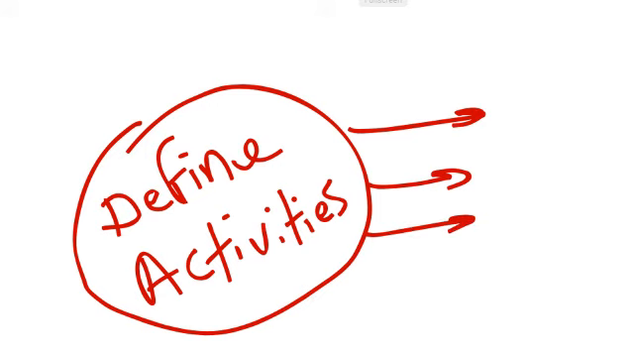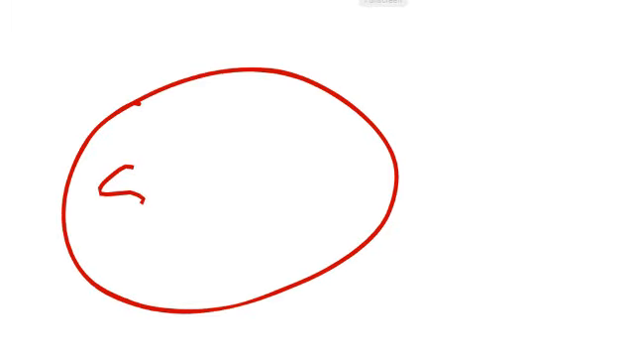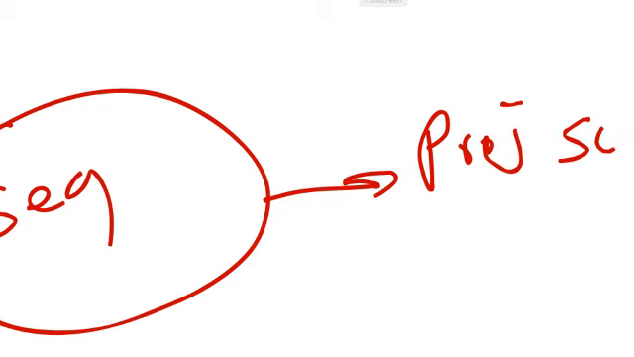You see, you're going to get your activity list, your activity attributes, and you're going to get your milestone list. See? After you define activities, what do you do? You sequence them. What do you get from sequencing your activities? You get your project schedule network diagrams.